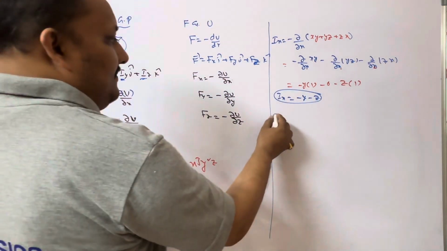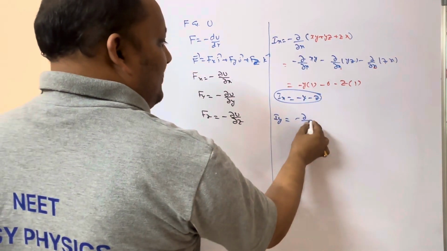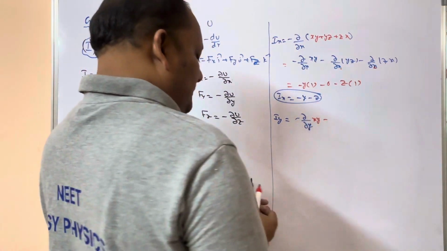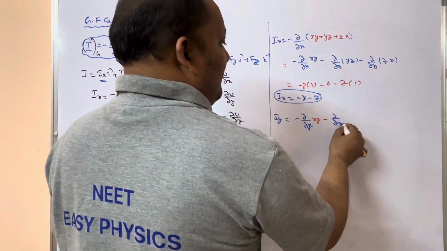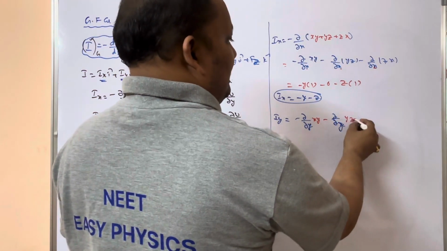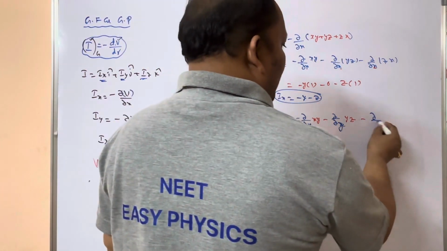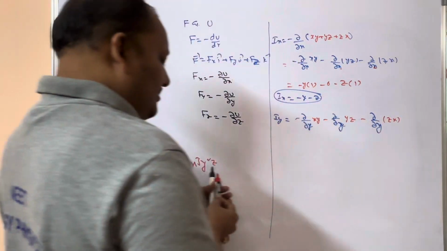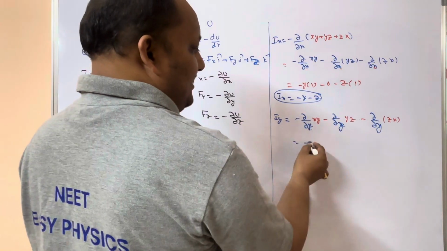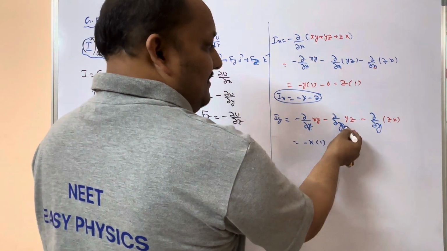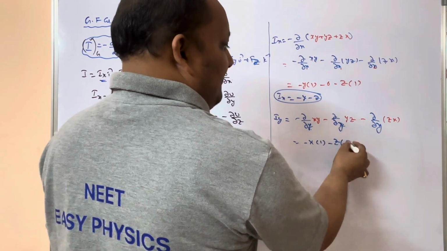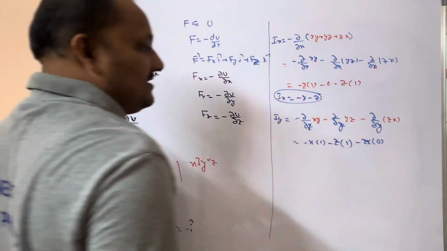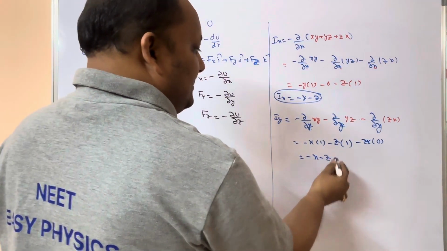Next, Iy. So minus ∂ by ∂y. First xy, minus ∂ by ∂y. Next yz, minus ∂ by ∂y. Last zx. With respect to y in xy, x remains constant, minus x, derivative of y is 1. In yz, z remains constant, derivative of y is 1. In zx, there is no y, therefore derivative of constant is 0. So Iy is minus x minus z.